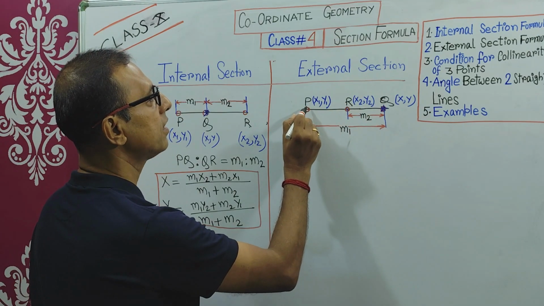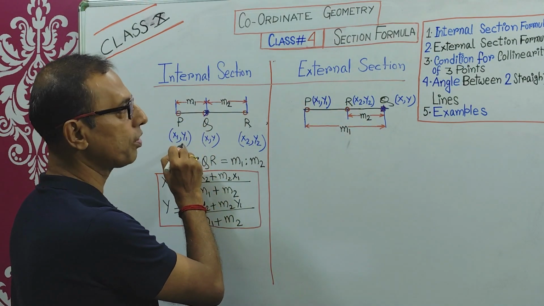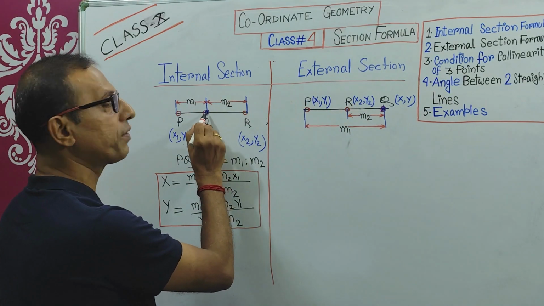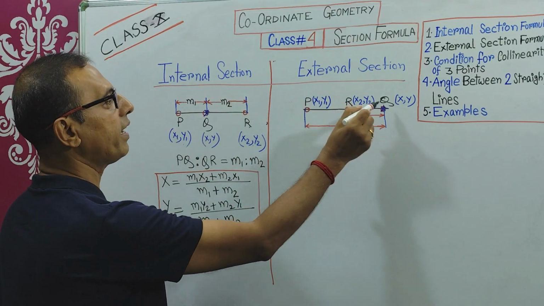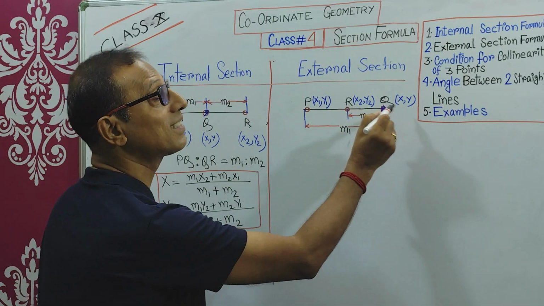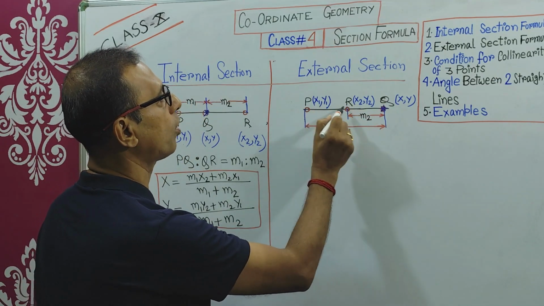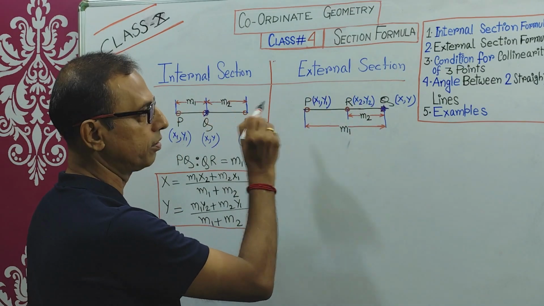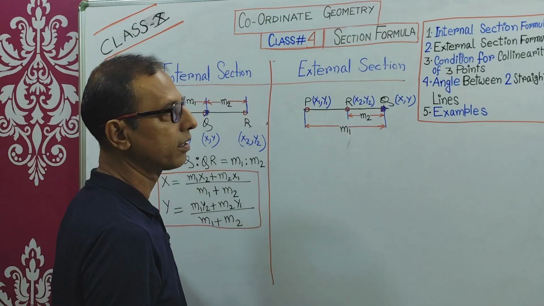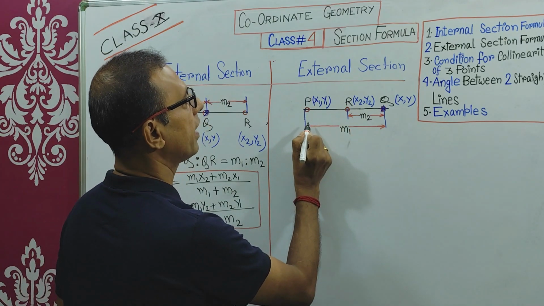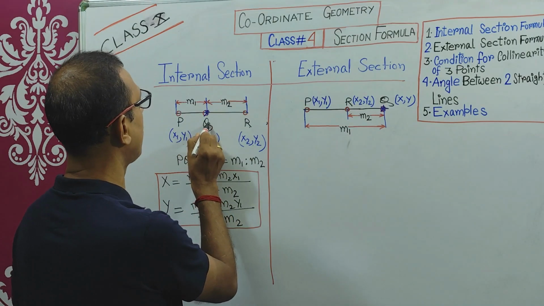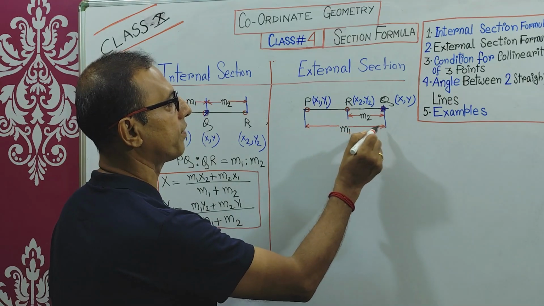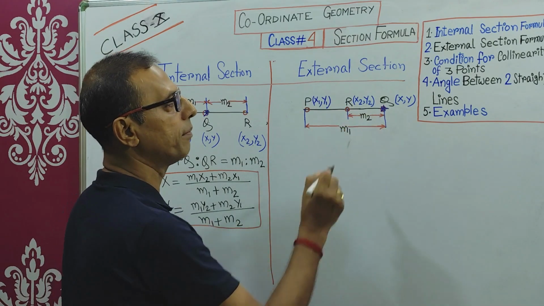So in that case P is x1 y1 as usual. Here also the coordinate of R is x2 y2, but the Q point has shifted. In this case it has divided the line segment externally, not internally. So it is not in between PR, it is beyond that point. Q could be this side, Q could be that side also, it doesn't matter, but it is not in between PR. So now here PQ was M1, QR was M2, here also PQ is M1, so this is the range P to Q M1 and QR is M2.